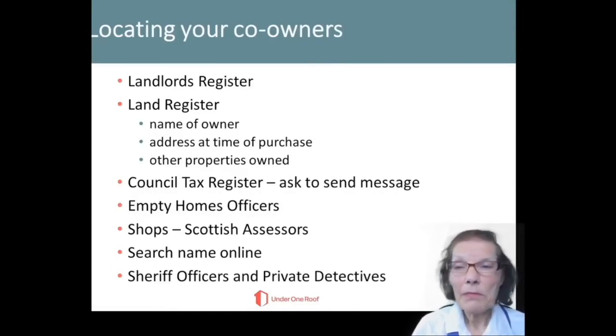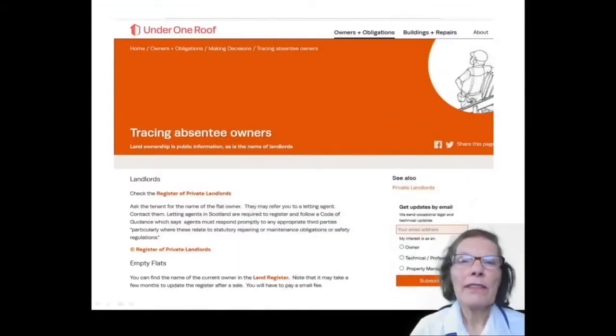Once you've got a name, if you're struggling to find an address, you may need to think about searching online for that person's name. Maybe they've got a Facebook page, and if you get really desperate, you can use a sheriff officer or a private detective to try and find that person. And as with all of these things, you'll find a page on Under One Roof that is dedicated to dealing with this topic in much more detail.